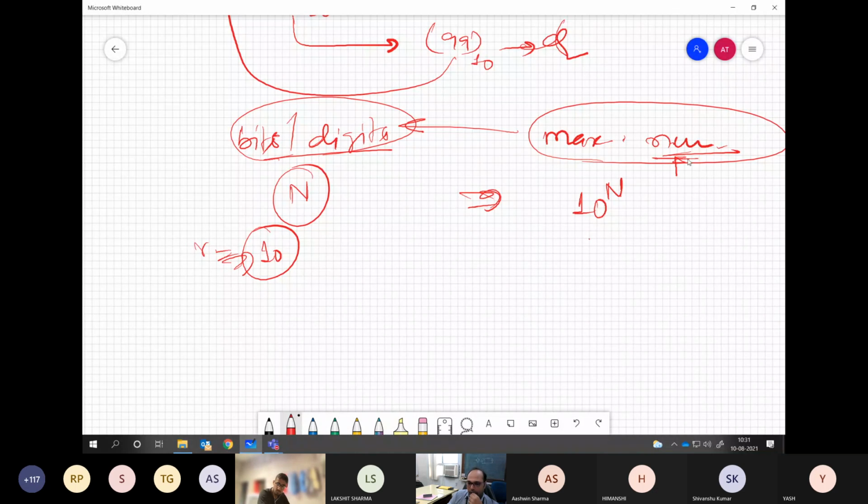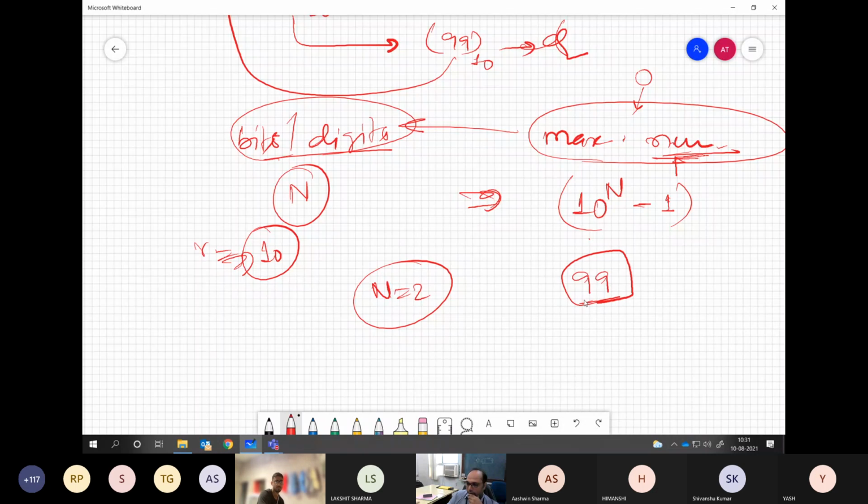But when I'm talking about the maximum integer, it is minus 1, because we have 0 also being represented in the same system. So if you have n equal to 2, you can go only up to 99 for r equal to 10. If you have n equal to 3, you can go up to 999.